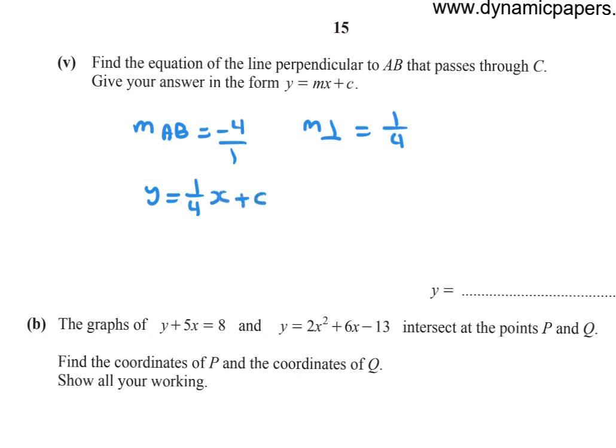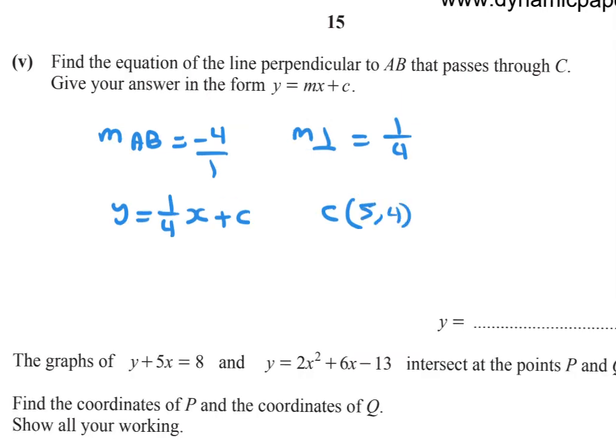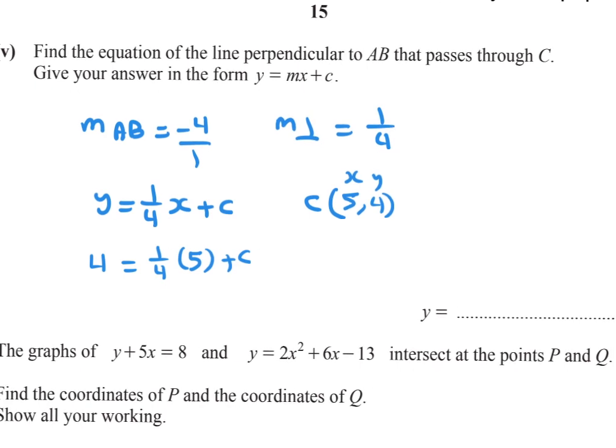To find c, we have point C equals 5 and 4. Now substitute this x and this y. So 4 equals 1 over 4 into 5 plus c. So 4 equals 5 over 4 plus c. So now c equals 4 minus 5 over 4 equals 11 over 4. So the equation is y equals 1 over 4 x plus 11 over 4.